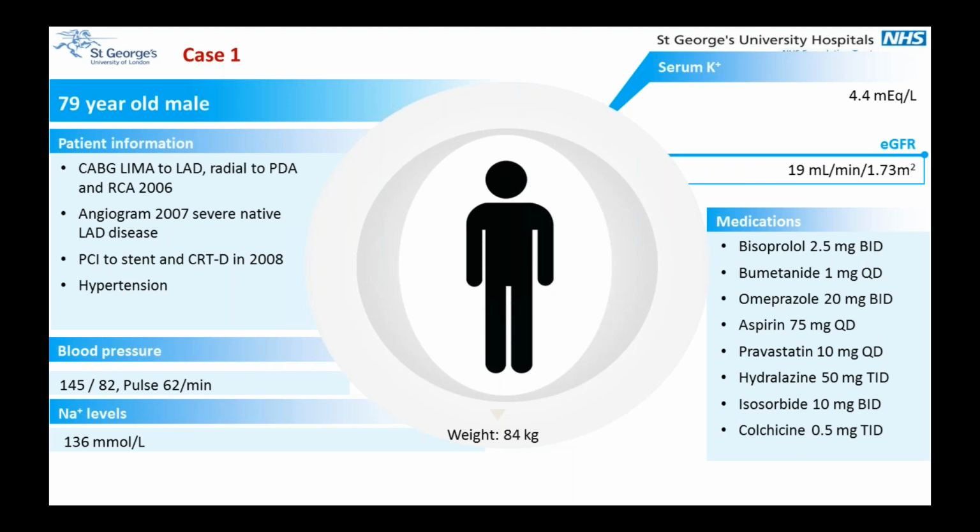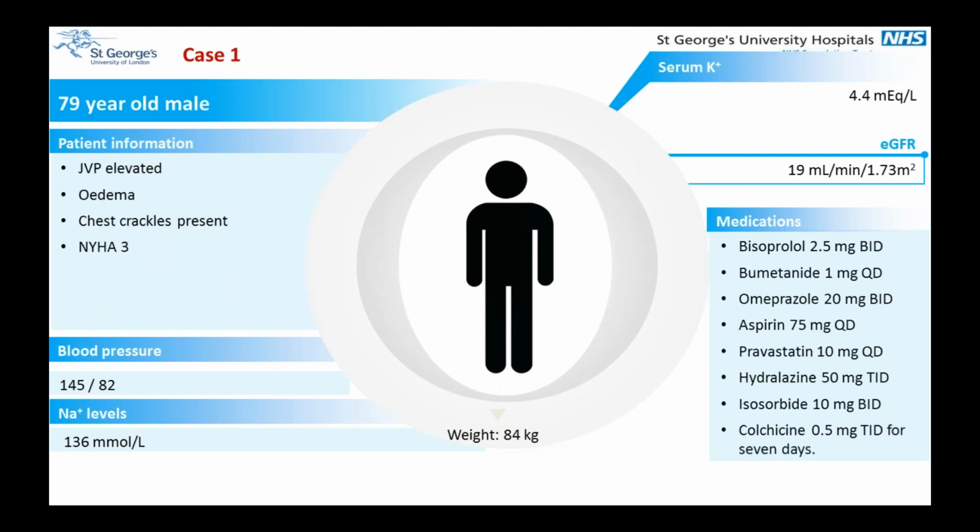Now, on examination when he first presented to our kidney failure, heart failure clinic, his JVP was elevated, he had edema, he had chest crackles, and he was short of breath on minimal exertion. So he had signs of fluid overload, and as you can see, he's on bumetanide 1 milligram once a day.